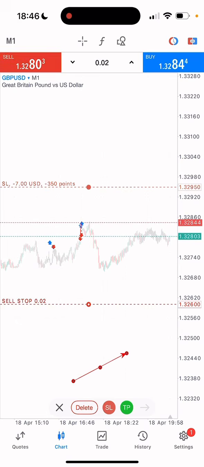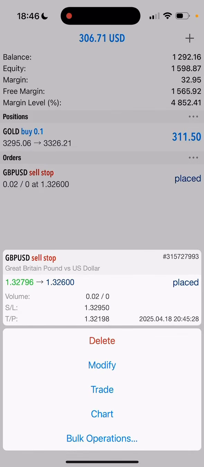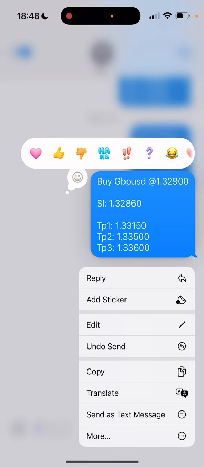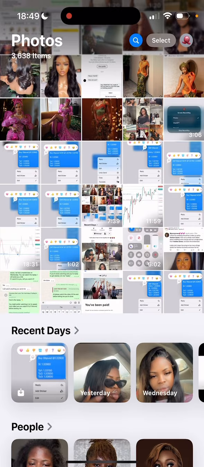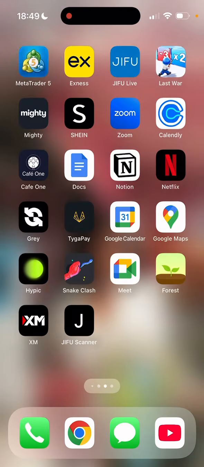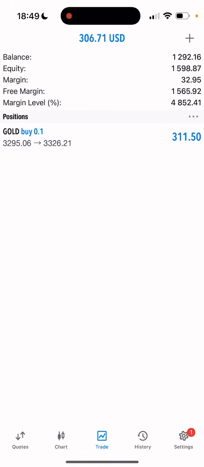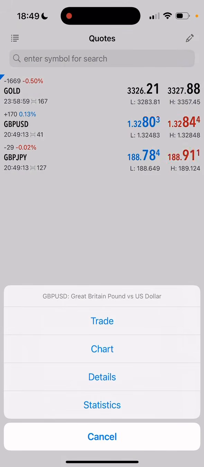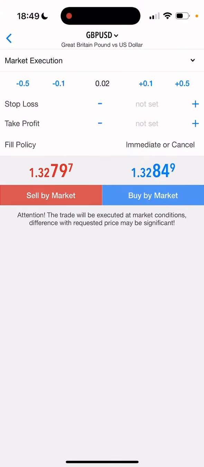So let us do another example with a buy stop, but using the second type of way of placing a trade. I'm not going to delete this. So let's say you're given this trade. How do you place it? Let's go to MetaTrader 5. So now what do we do? We go to quotes, we tap on the pair, we tap on trade. Now it will show like this at market execution. Let us go back to the trade.